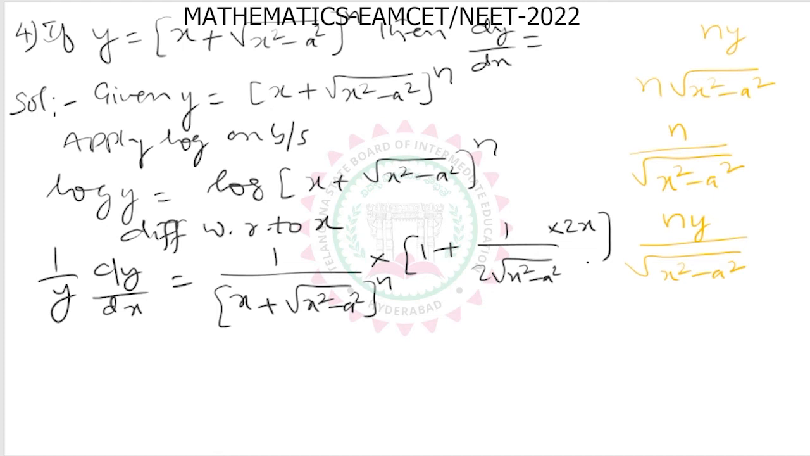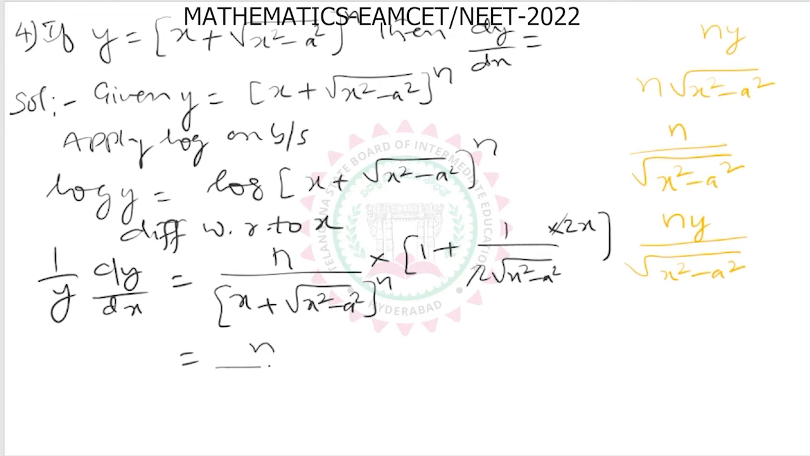n log x, n as it is, will come here. I have not written one step. So n here, log of x plus root of x square minus a square. n as it is, log of something is 1 by that thing into the derivative. That is 1 by x plus root of x square minus a square into derivative of x is 1, derivative of root of something is 1 by 2 root of x square minus a square into derivative of x square is 2x, derivative of a square is 0. So this 2x, 2x cancel.